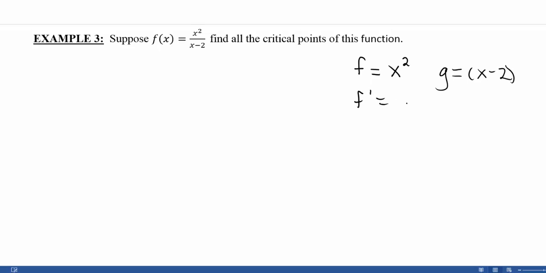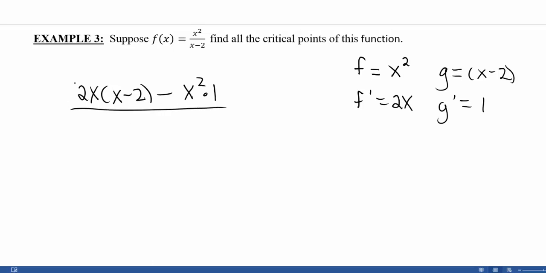Now I need to find each of their respective derivatives. So the derivative of x squared is 2x, and the derivative of x minus 2 is 1. So now I need to plug that into the quotient rule formula. So I'm going to do f prime times g. So I have 2x times x minus 2 minus f times g prime. So x squared times 1, all divided by g squared. So I'm going to have x minus 2 squared. So my first derivative, unsimplified, looks like this.